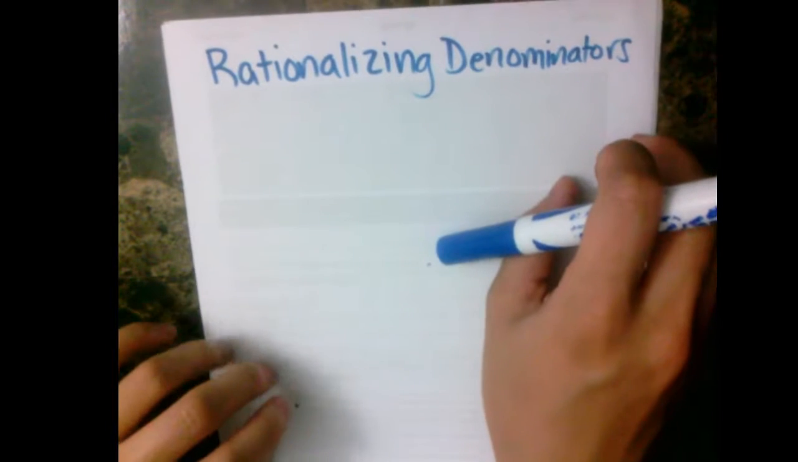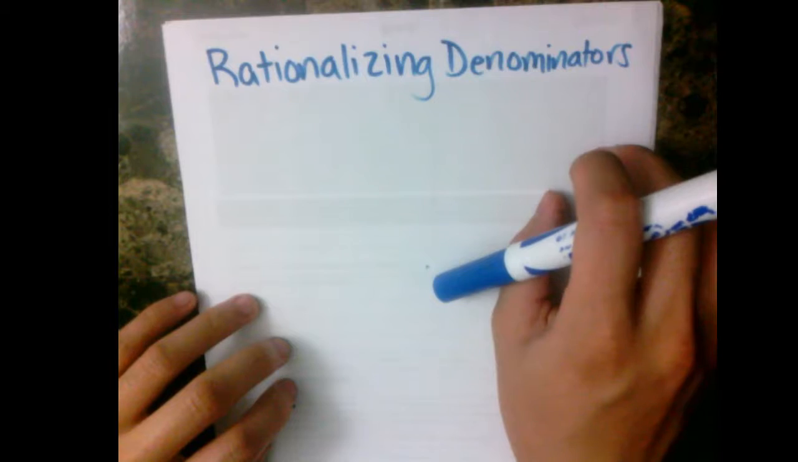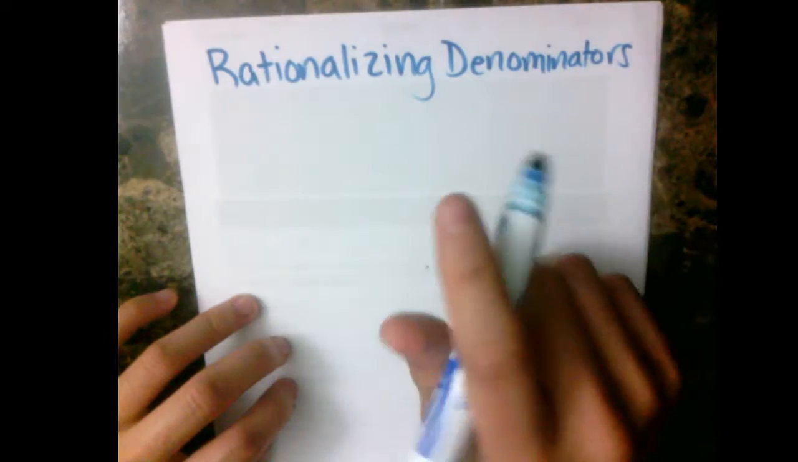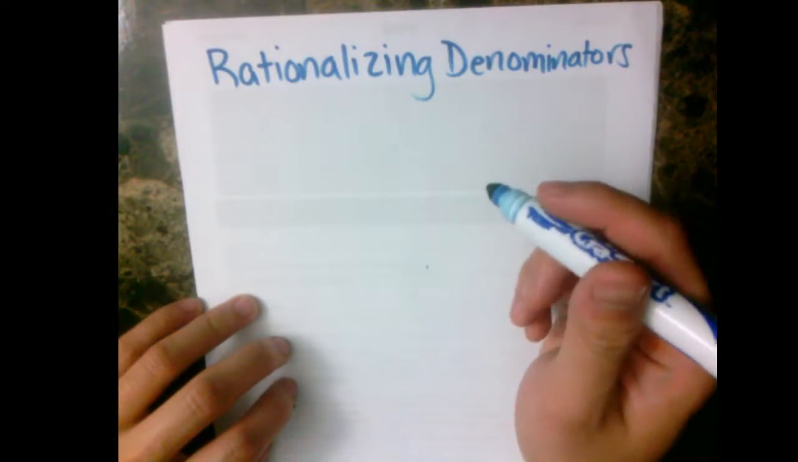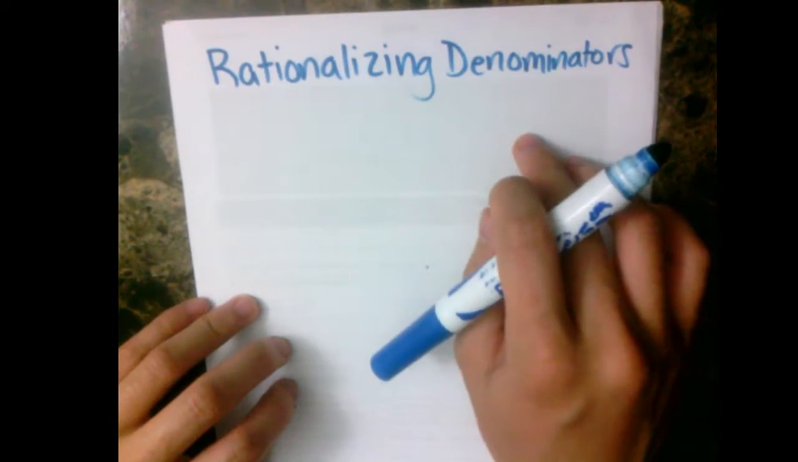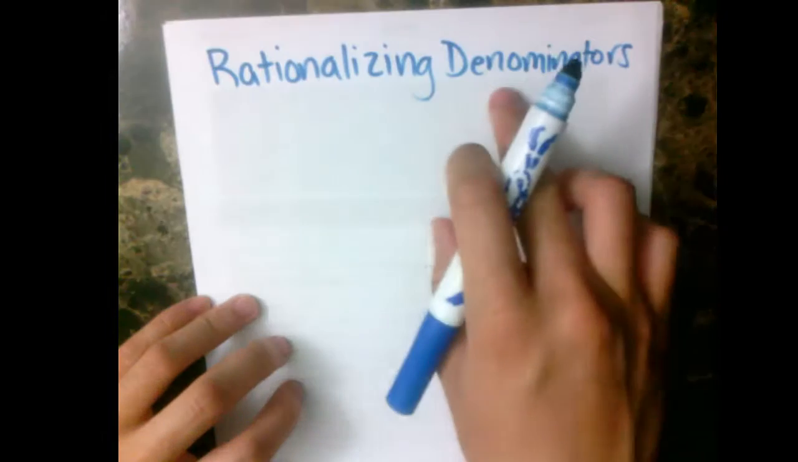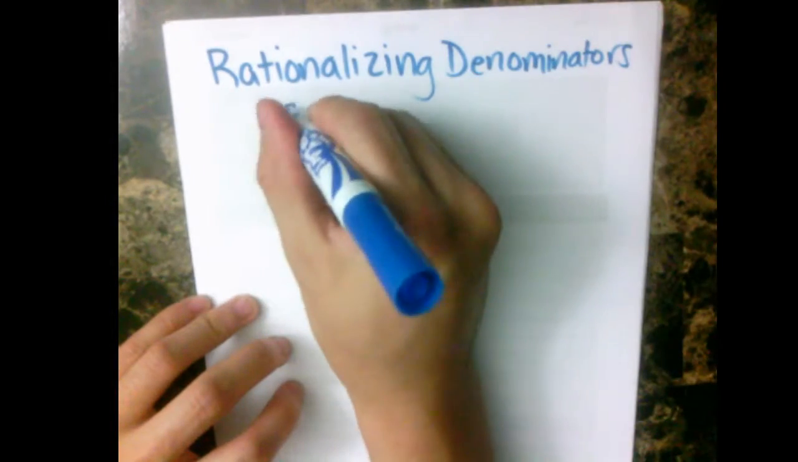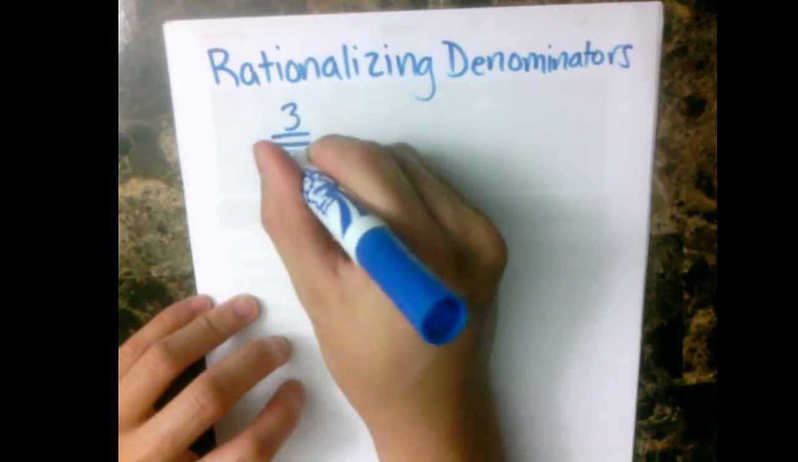This is useful for anybody in Algebra 2 or Algebra 1 or pre-algebra. Basically, if you don't know how to do this, you probably should. So, rationalizing denominators. This is a process. By the way, this is just a fancy way of saying getting rid of radicals in the bottom of a fraction. So this is something like 3 over root 6.